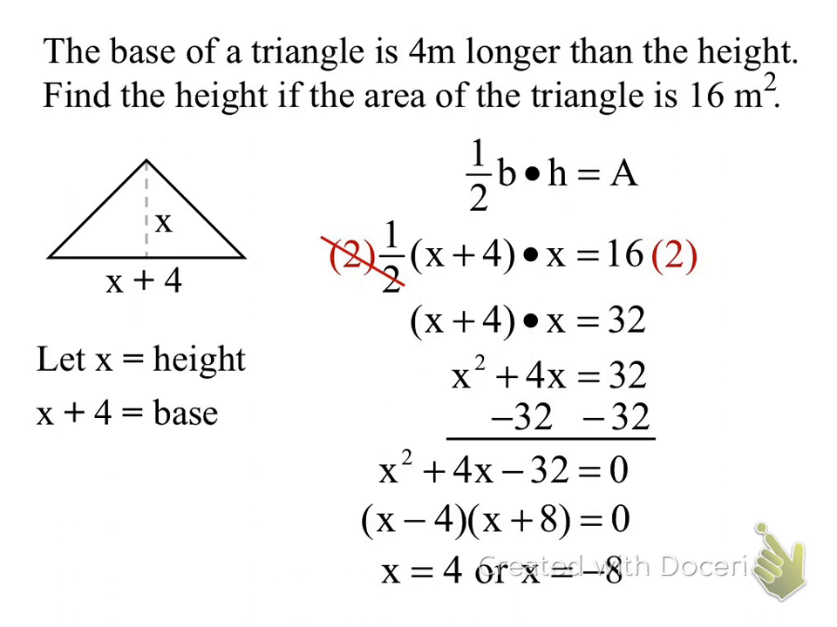So if x is the height, what is the height? Is it 4 or negative 8, Eden? 4. Why? Because you can't have a negative. All right, measurement's not negative. So that means the height is 4 and the base is what, Brady? 8. Yep, it's 8.